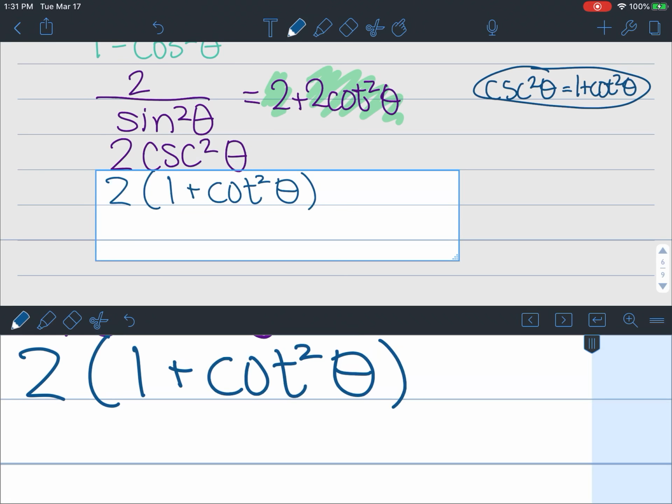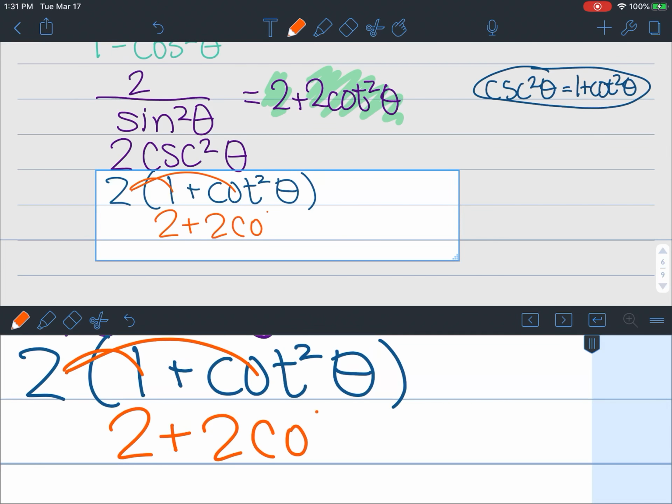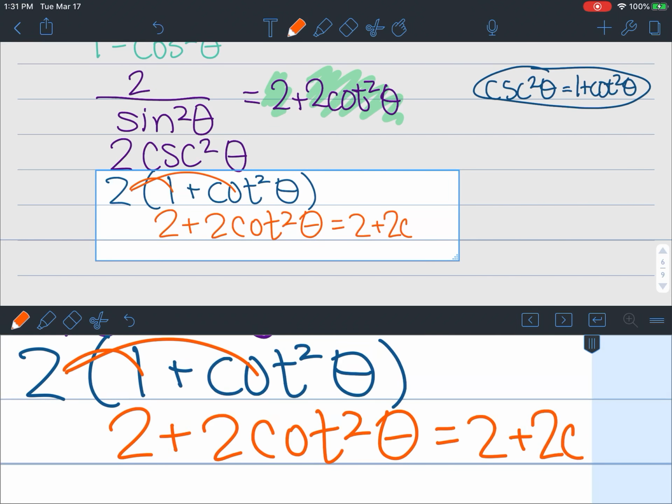Okay, I'm almost done actually. So now if I distribute the 2 in, I'll get 2 plus 2 cotangent squared theta. And now I'm done.